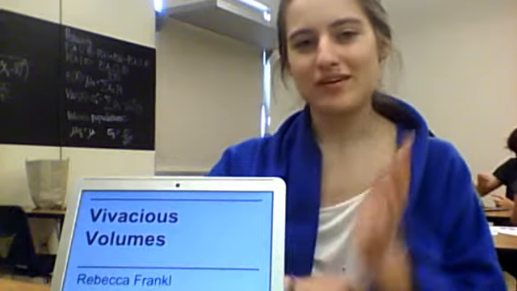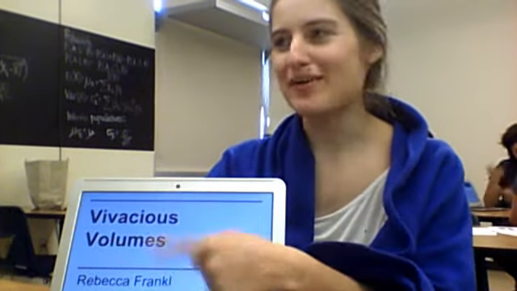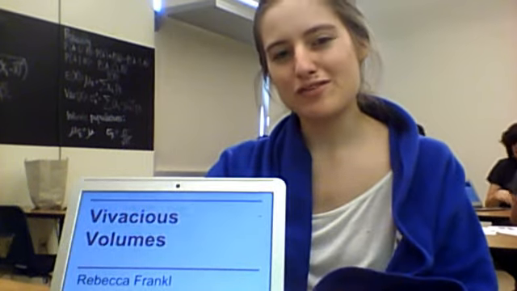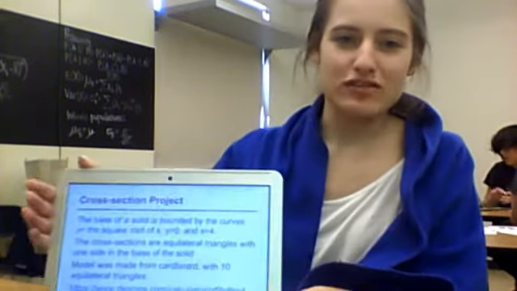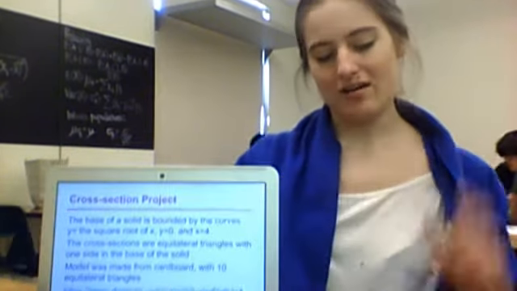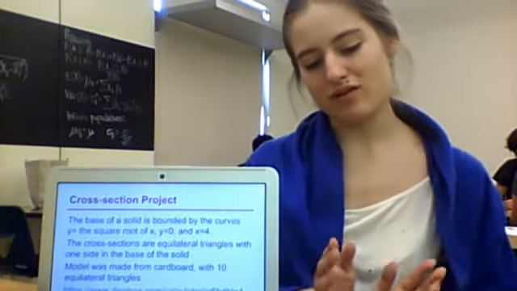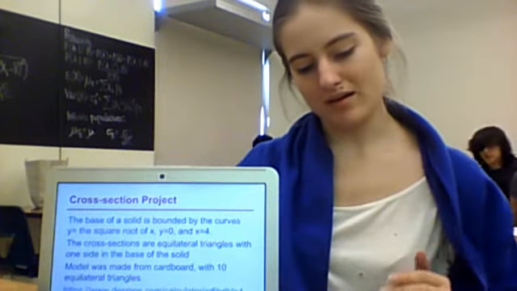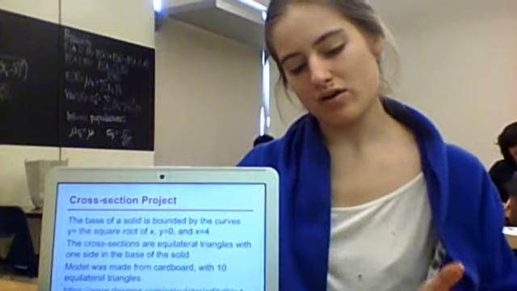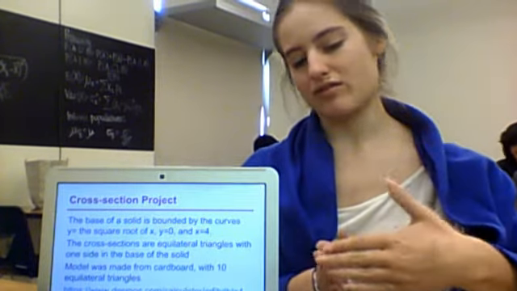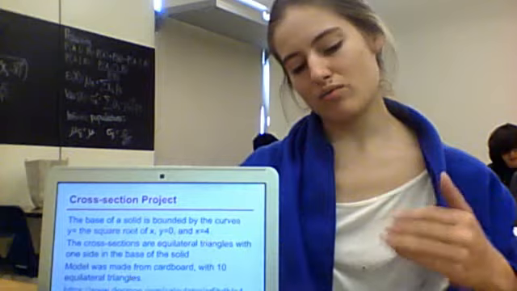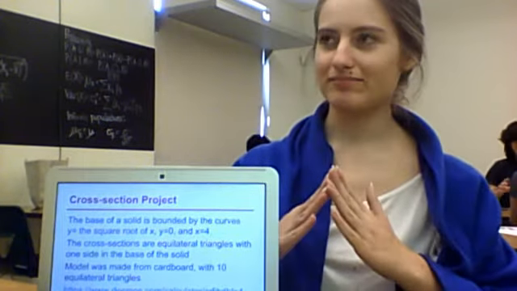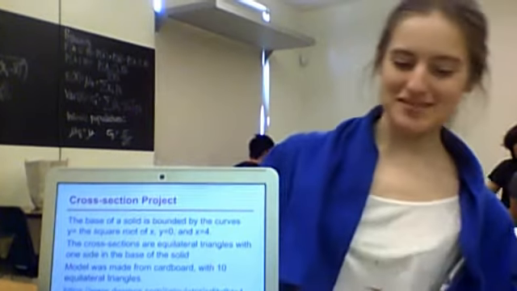Oh, it all works. So I'm Rebecca Frankel. You can see my name on the computer, and this is my vivacious volumes project. For the first part of the project, the cross-section part, I received a prompt where the base of the solid was a square root, so that it ended up being one curved line and two lines intersected at a 90-degree angle, with equilateral triangles acting as the cross-section for my base.